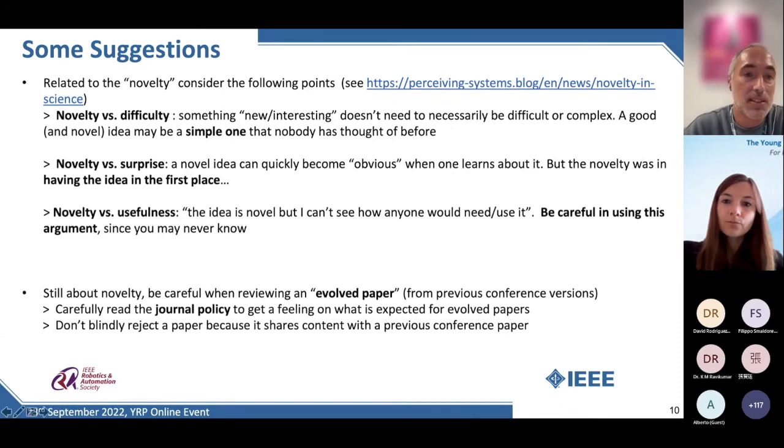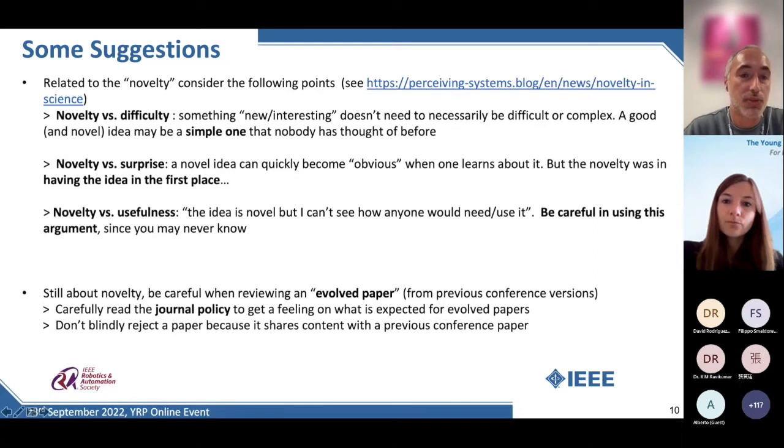Another point is about novelty versus surprise. Maybe you get a paper that proposes a novel idea, and then when you read it, you may find that the idea is obvious. I mean, anyone could have thought about it. Yes, that may be true, but the authors were the first ones to think about it, and then this has to be recognized. So the fact that an idea can be obvious after you learn it is not a reason to reject the fact that the idea is new and that it can have a value for the community.